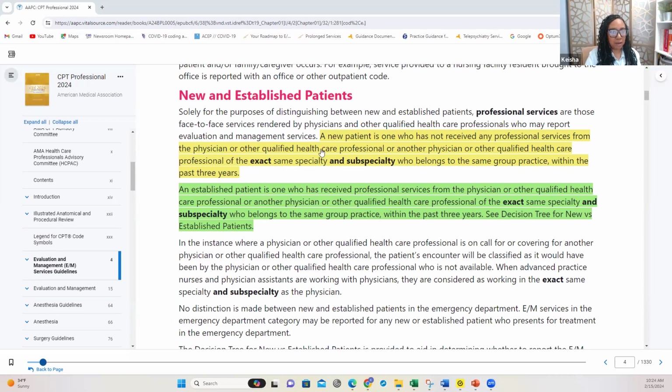So let's go over an established patient first, and then I'll explain. An established patient is one who has received professional services from the physician or qualified healthcare professional, or another physician or qualified healthcare professional of the exact same specialty and subspecialty who belongs to the same group practice, within the past 3 years. And then you also want to see the decision tree regarding new and established patients. So let's make it a little simple.